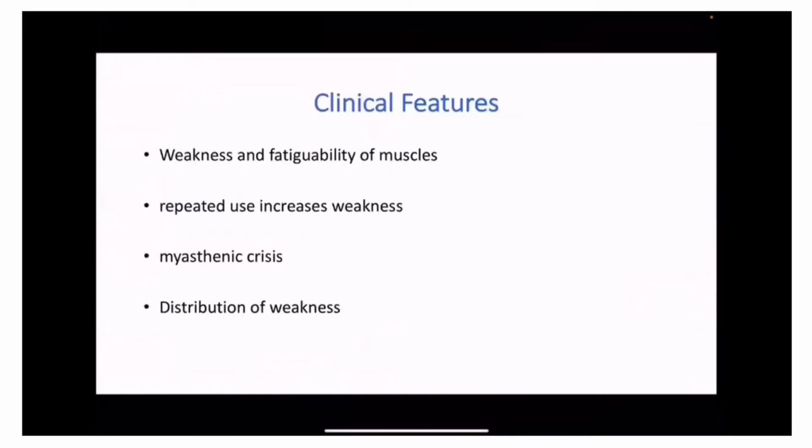Coming to the clinical features, very, very important is weakness and fatigability of muscles. How do they talk about this fatigability? There is usually diurnal variation of the fatigability. What does diurnal variation mean? The patient will say he's okay initially in the morning, and once he starts using the muscles over a period of time, or towards the end of the day, he starts feeling muscle weakness. Once he starts using up his muscles, he develops weakness and fatigability.